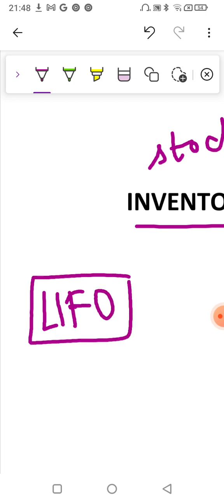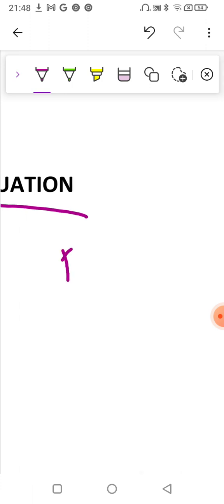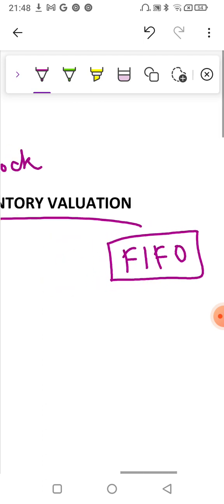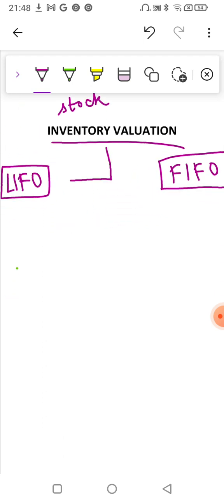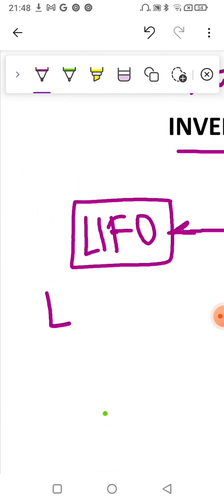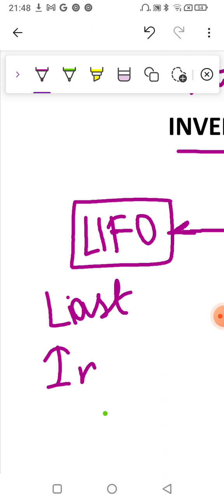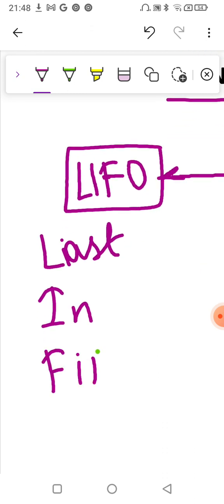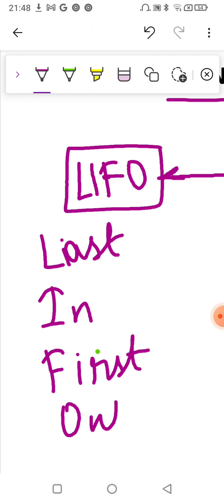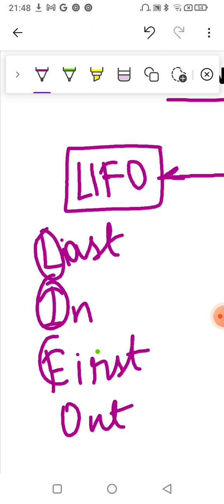Inventory valuation is done by different methods. I will discuss two important methods with you. One is known as LIFO, and another method is known as FIFO, first in, first out. These are the two most common and very simple ways. LIFO stands for last in, first out. You can see the first letters of each word form LIFO.